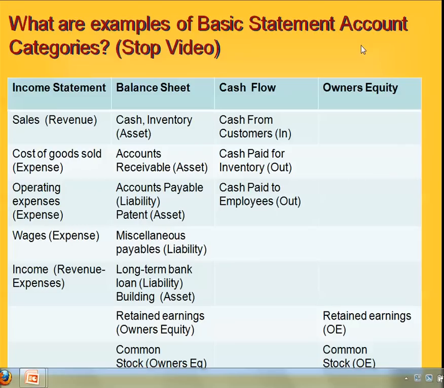So you're going to need to make sure that you understand where these particular categories belong on each of these statements, because it's critical to the foundational information you need for college accounting.